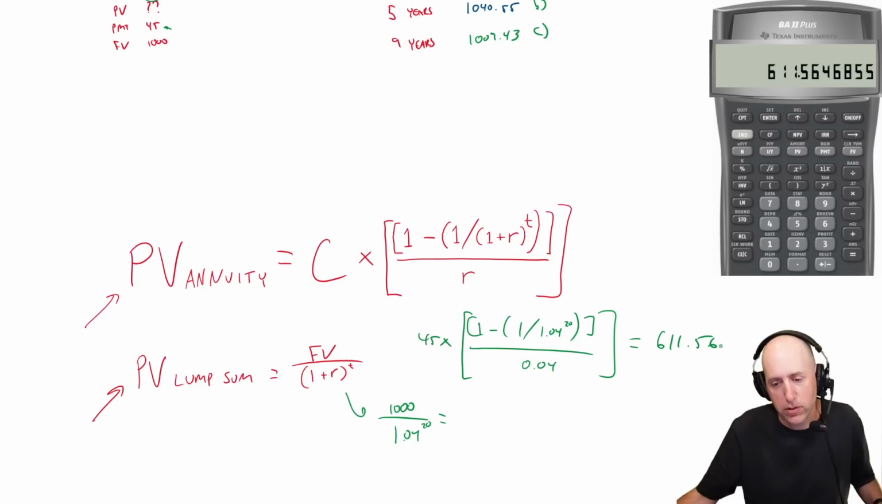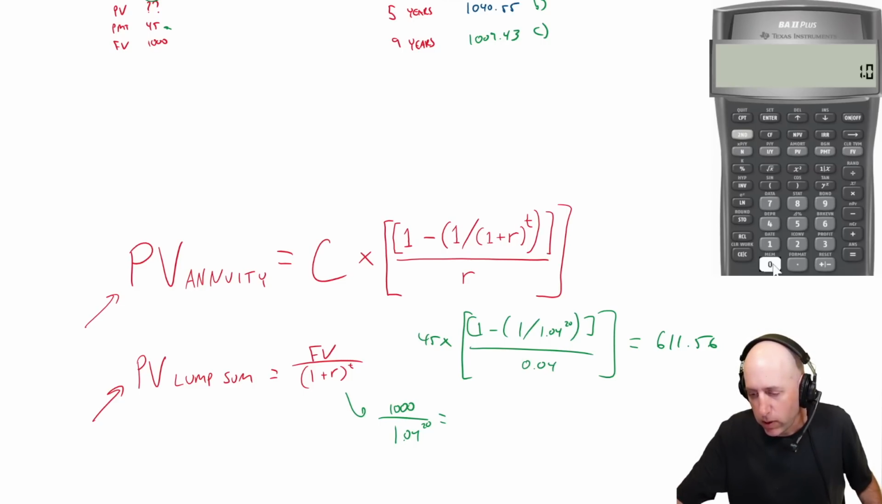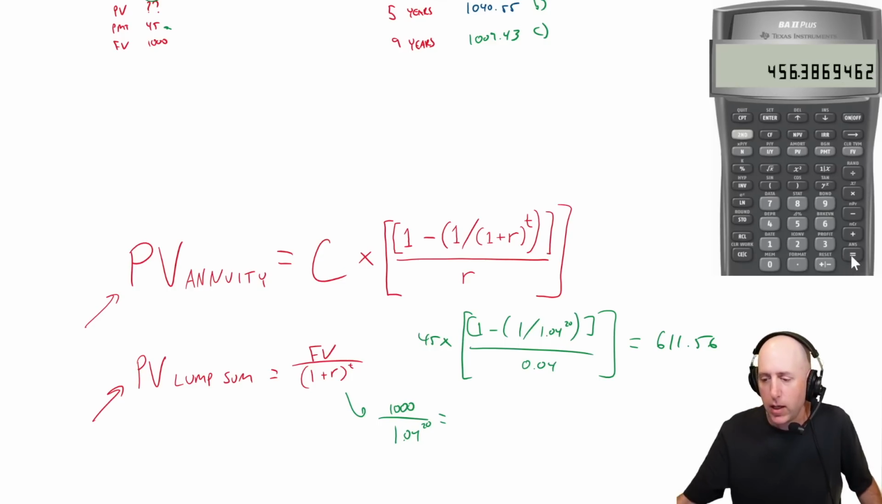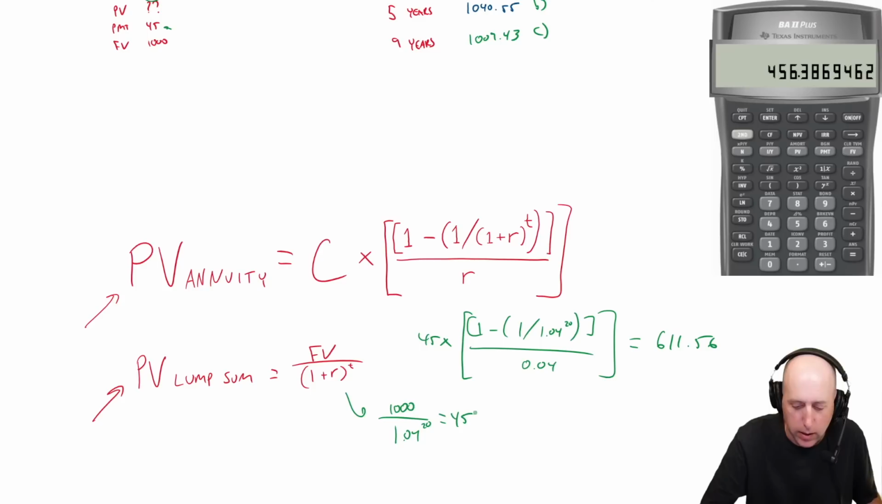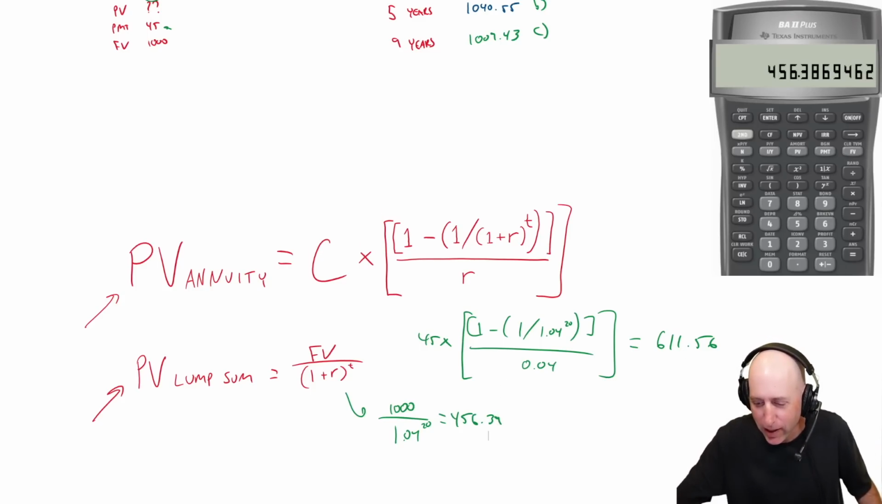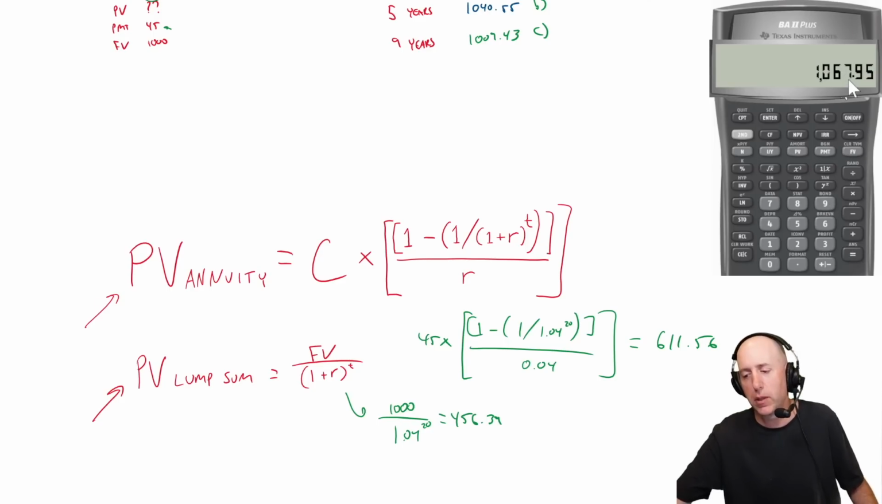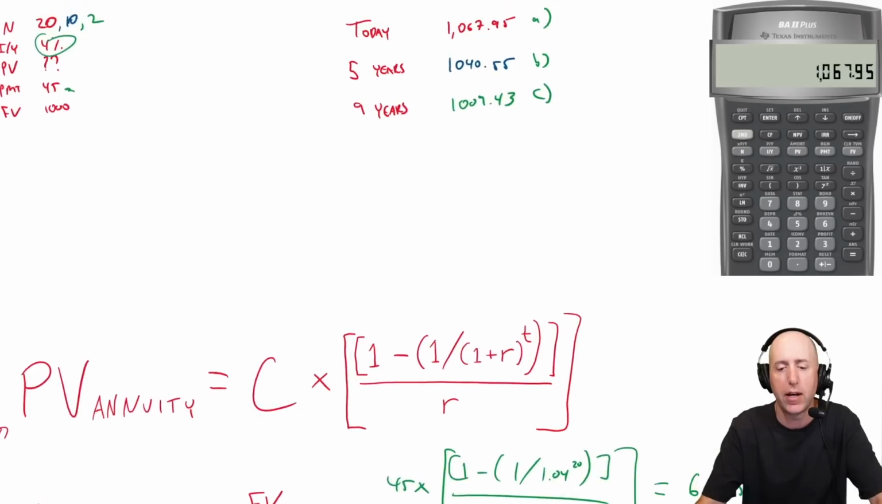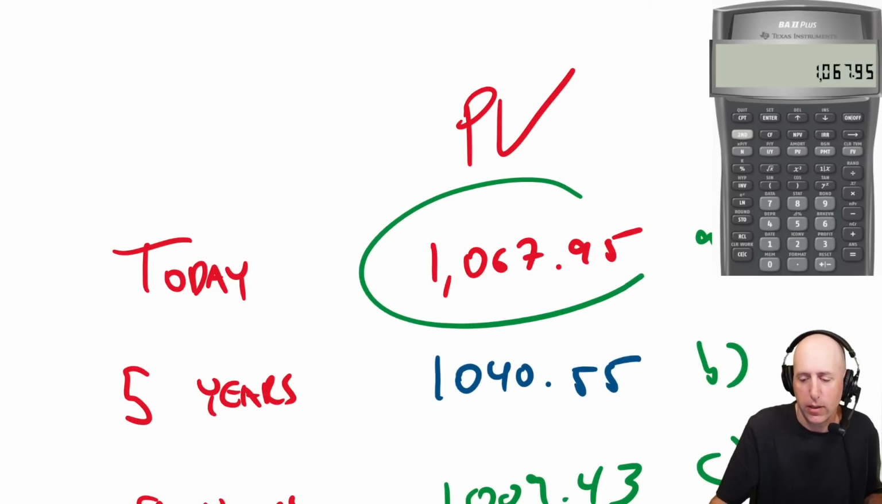Well, what about the $1,000 I get at the end of the bond? You go 1.04 to the power of 20. You divide 1,000 by that, so 1 over x times 1,000. And that's worth 456.39. Add these two together: 611.56 plus 456.39. And we find the present value of our bond is 1067.95. And that's what we had done in our calculator.